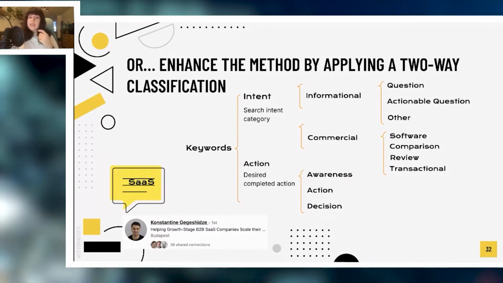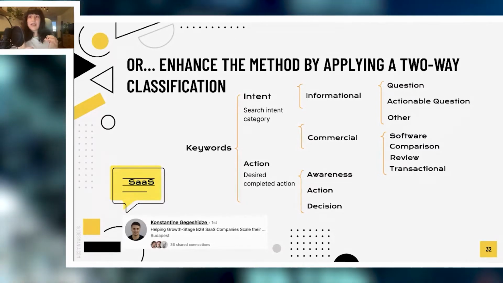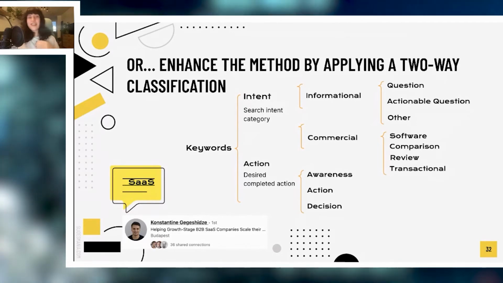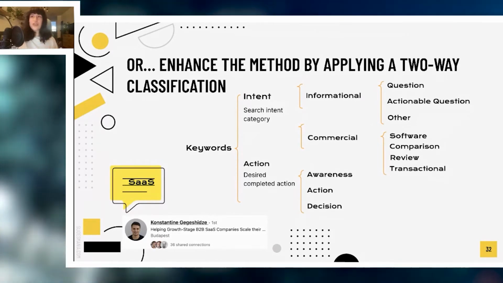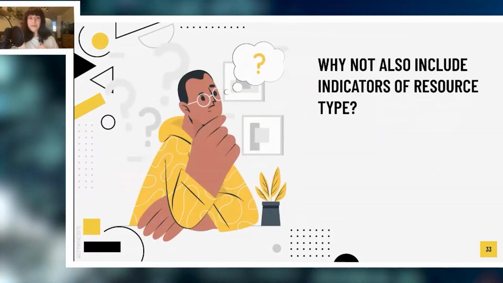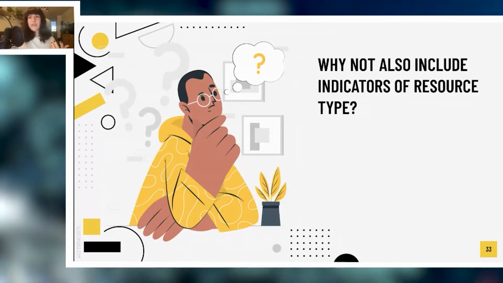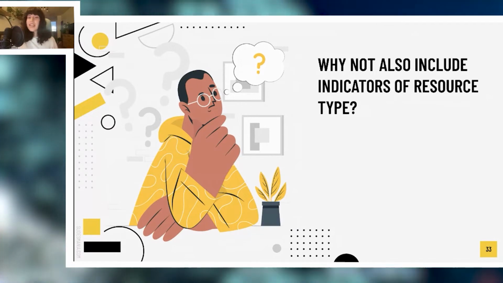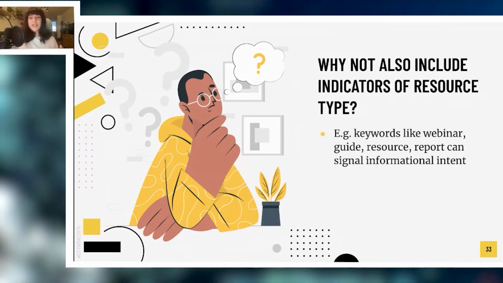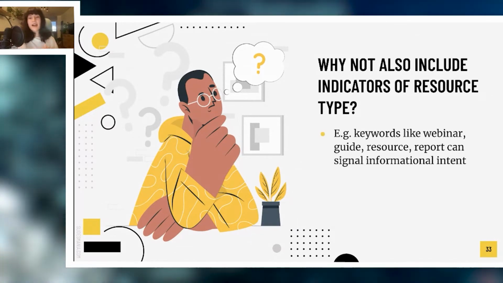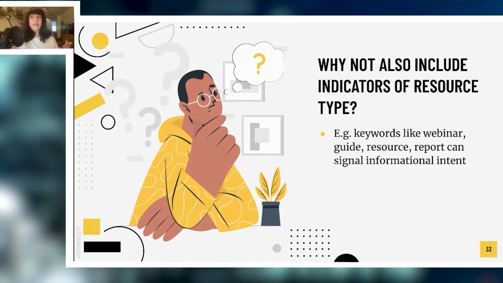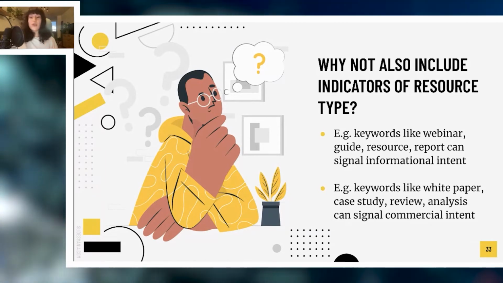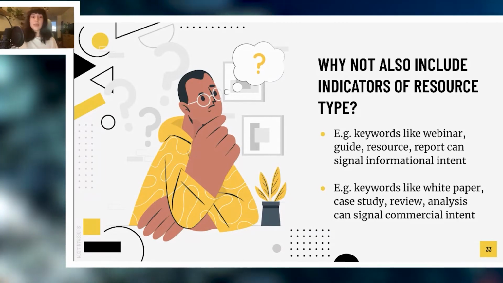So you can see that this is quite comprehensive, but it's a very good reflection of the SaaS industry search patterns. So I thought it was a very cool approach to share with you guys. And this got me thinking, of course, after a couple of conversations with him, why not also include indicators of the resource type? For instance, if you have keywords like webinar, guide, report, this can signal informational intent. But if you have keywords like white paper, case study, review, analysis, this signals commercial intent.